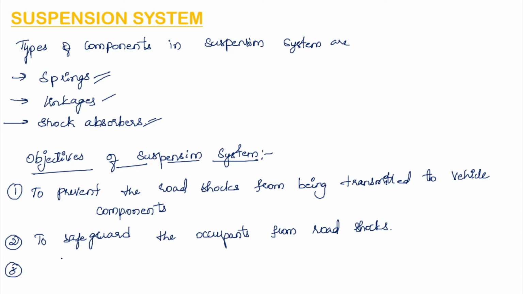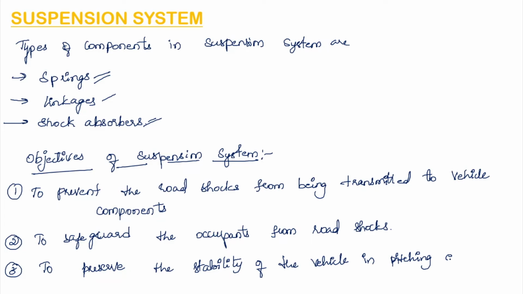The third objective is to preserve the stability of the vehicle in pitching or rolling while in motion. So the suspension system will preserve the stability of the vehicle. It will not allow it to sway in pitching or rolling while in motion. So these are the objectives of this suspension system.